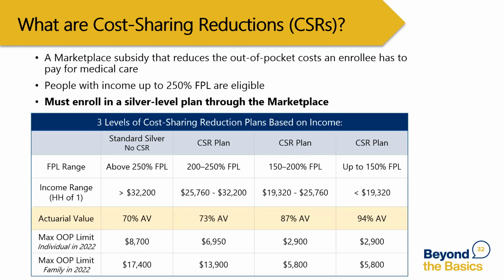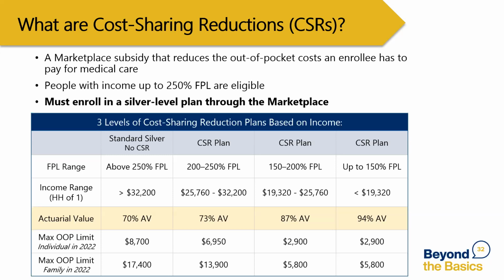Now, individuals between 150% FPL and 200% FPL, which is about $19,000 to $26,000 for a household of one, will be eligible for the second level of CSRs. The second level of CSRs will increase the AV of silver plans available to them from 70% to 87%, which means that they'll be able to pick a silver plan with an AV that's almost as high as a platinum plan. The second level of CSRs also reduce their out-of-pocket limit to $2,900.